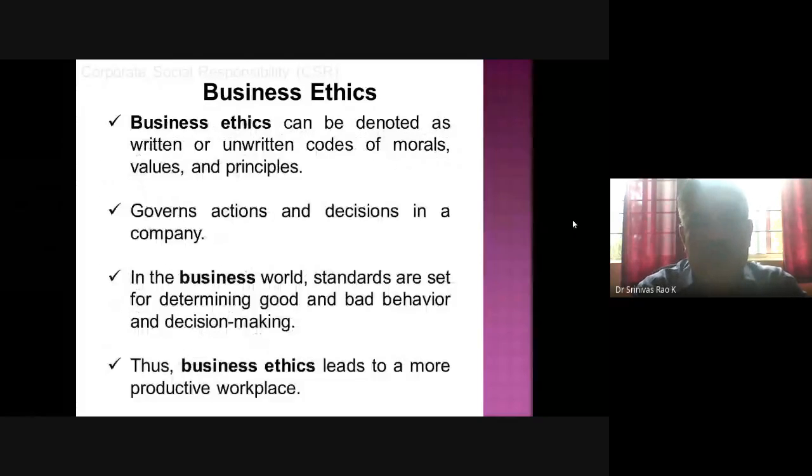So business ethics can be denoted as unwritten or written codes of morals, values, and principles. These govern actions and decisions in a company. In the business world, the standards are set for determining good and bad behavior and decision making. Thus, business ethics can lead to a more productive workplace. We saw in the last class so many things that happen if you follow ethics and do proper social responsibilities. Then your business also is enhanced, and there is a greater likelihood that you will get profit out of whatever you do.